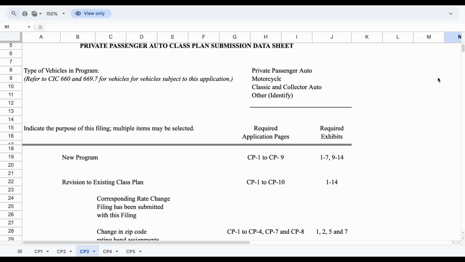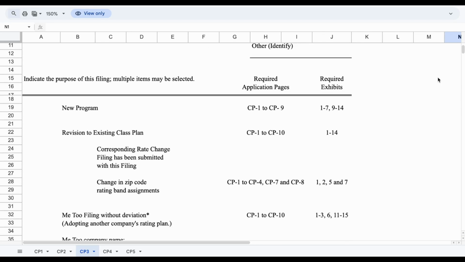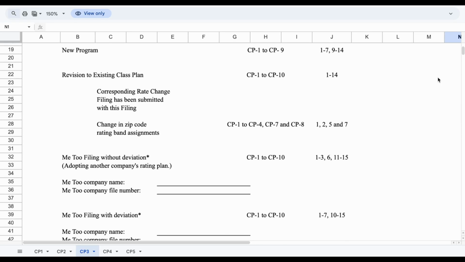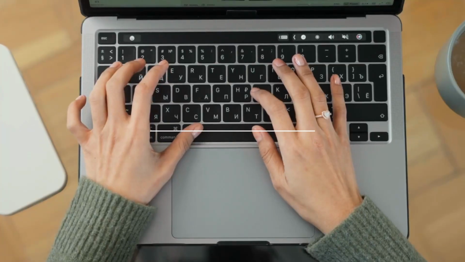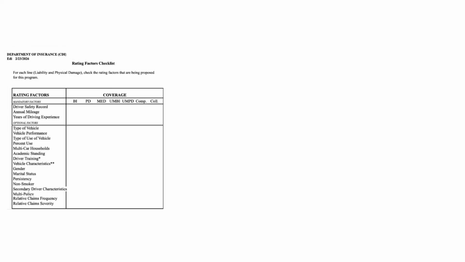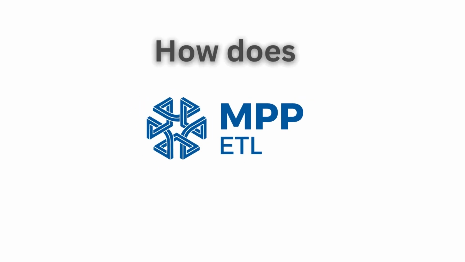Insurance companies use Excel forms to collect and report data. These forms can be very complex, with hundreds of fields, formulas, and rules. Filling them out by hand or moving the data between systems is slow and full of mistakes. So how does MPP ETL help?